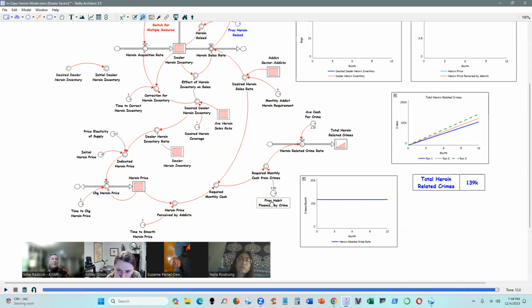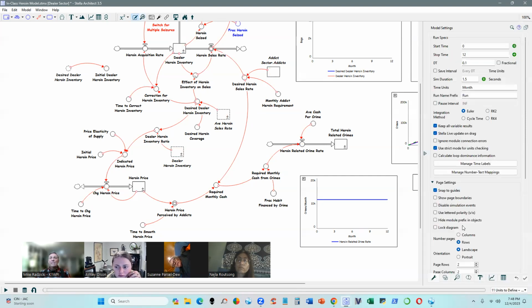What fraction of your habit is financed by crime? And then when you go and commit a crime, how much do you get? Now, obviously, I'm not econometrically estimating this. I'm just making up these numbers to make it match. I understand that the reality of these numbers is not important. I just want to know why you're doing the things you're doing.